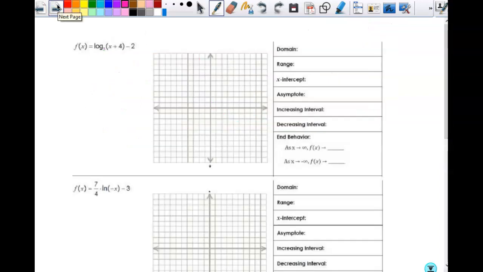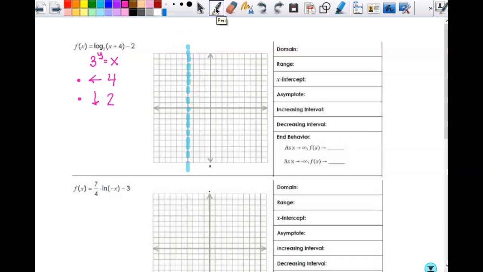All right, next page. So now we're on to logs. Remember, I'm going to rewrite the parent function in exponential form. So this would give me 3 to the y power equals x. My transformations: I'm going to go to the left 4, and down 2. This is a log function, so we have a vertical asymptote that is affected by your shifts left and right, which means I'm going to go left 4, 1, 2, 3, 4. All right, here's where my vertical asymptote goes.